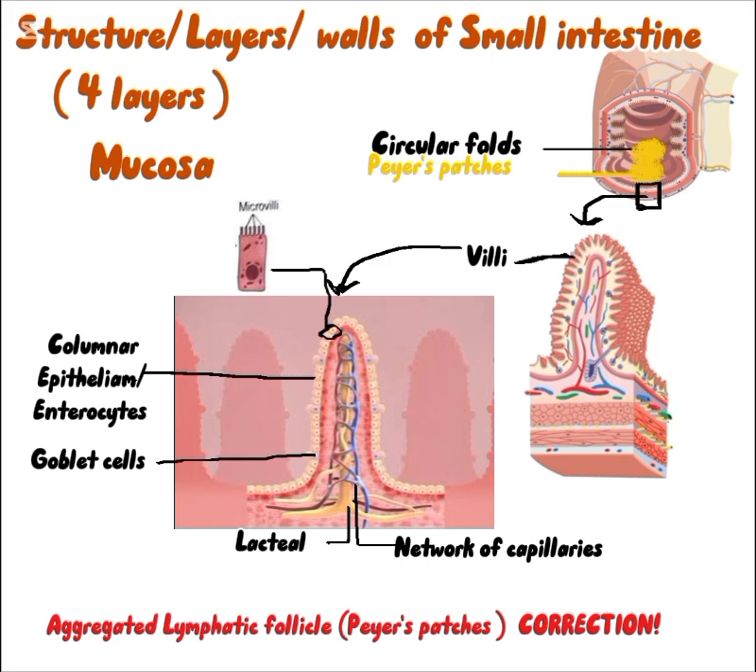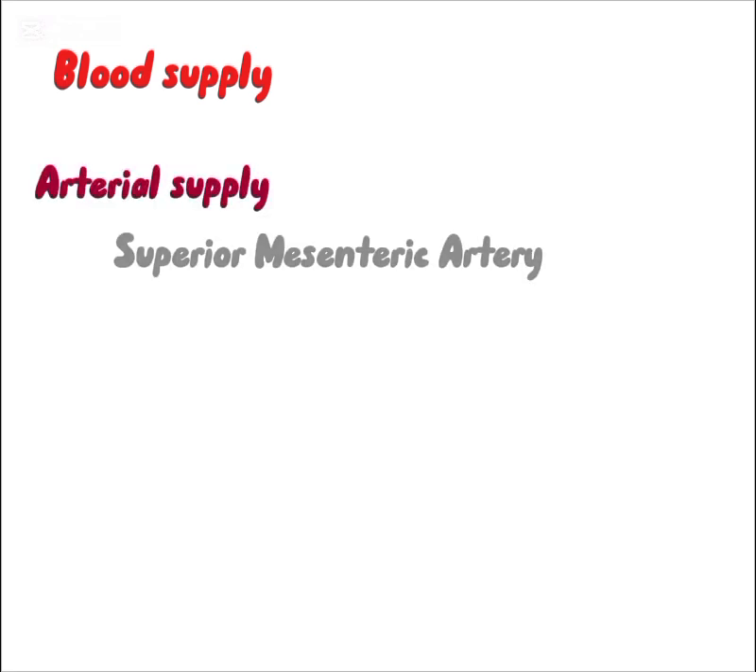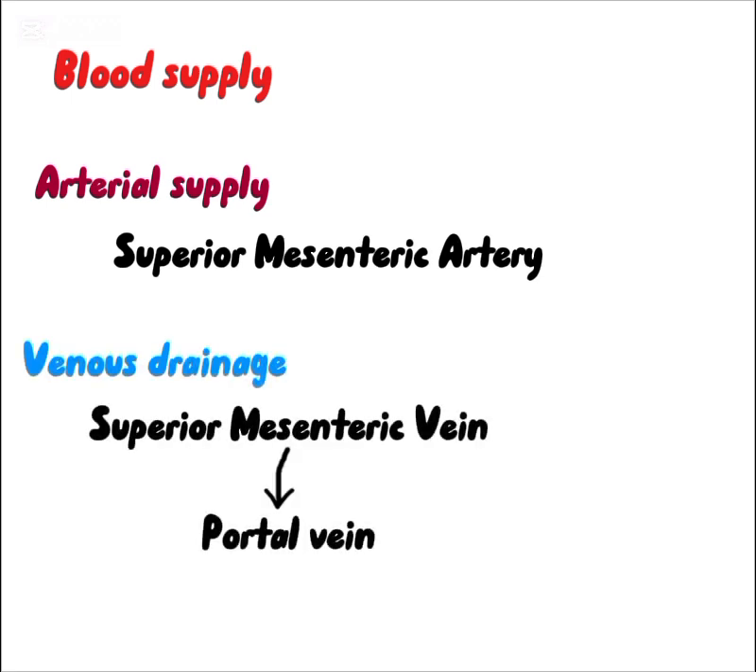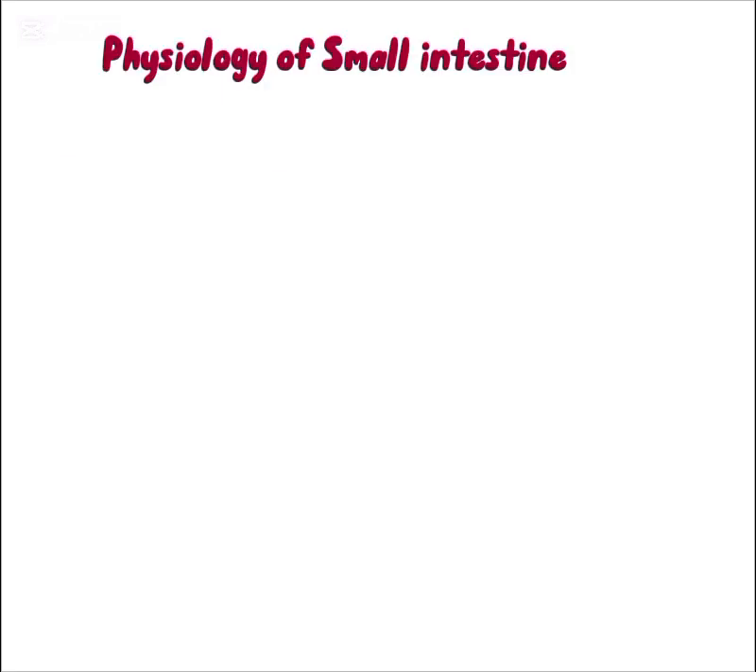Blood supply to the small intestine. Arterial supply is by superior mesenteric artery and venous drainage is by superior mesenteric vein that drains into the portal vein. Now let's talk about the physiology of small intestine.